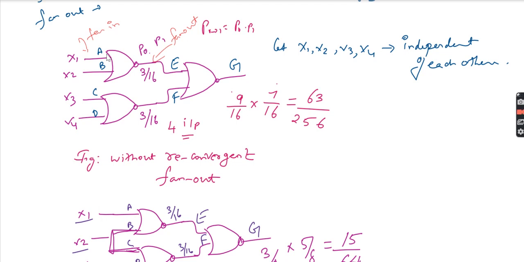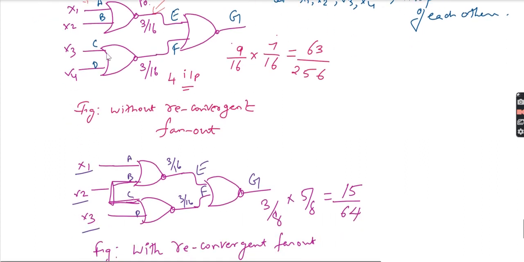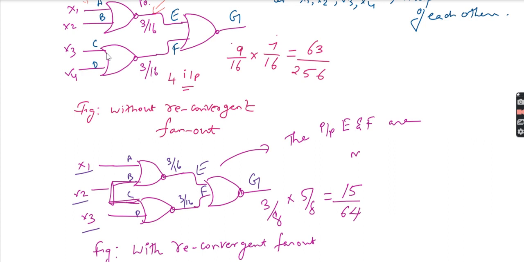So that is the reason. We have the inter-signal dependencies, which lead to different switching activities at the node G. So we got that the inputs E and F are mutually dependent.